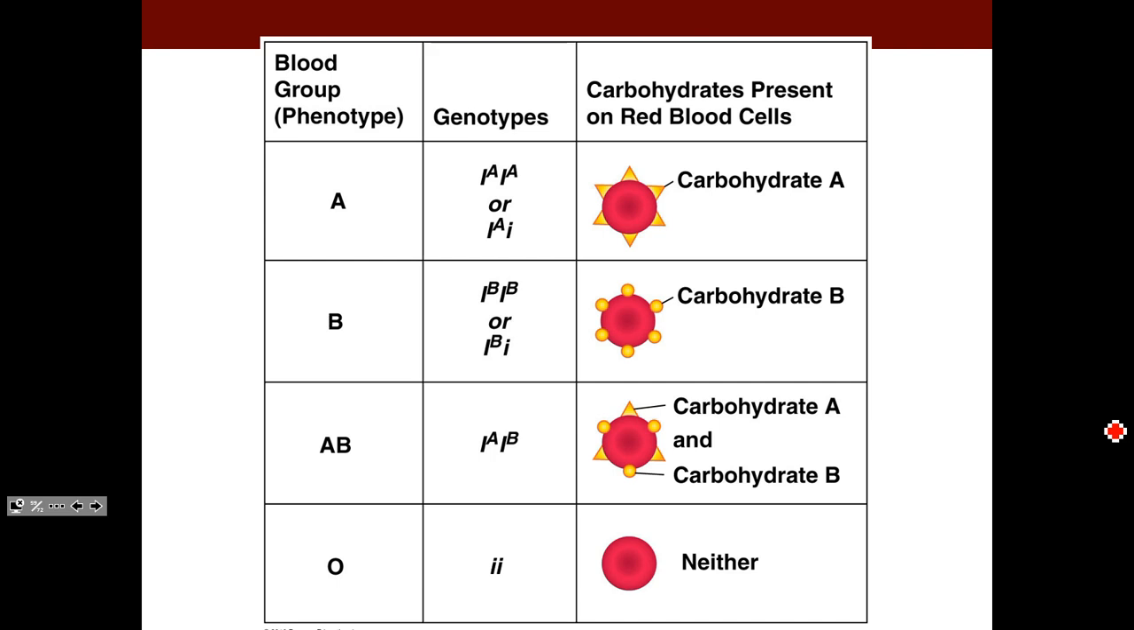The only way you can be blood type O is if you have two copies of the most recessive allele, the little i allele, which gives you no glycoproteins. Okay. Does that make sense? Because that has to do with Rh factor, which is a separate gene.